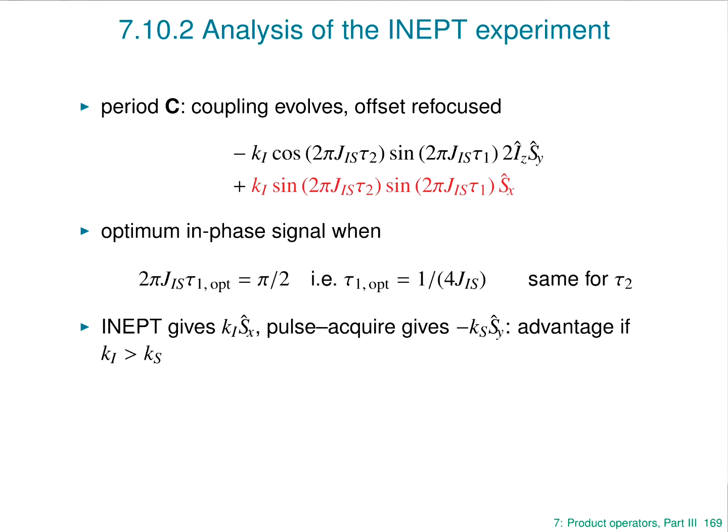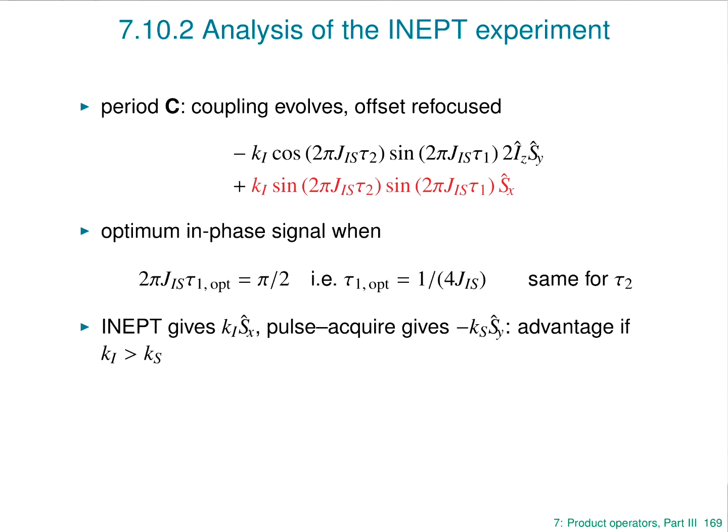And if you think about the other term, the sine 2 pi J tau 2 term, that will also have to be 1 over 4J as well. So that gives us the optimum signal. So if we do that, we'll end up with Ki times Sx. That's going to be the signal we'll observe.